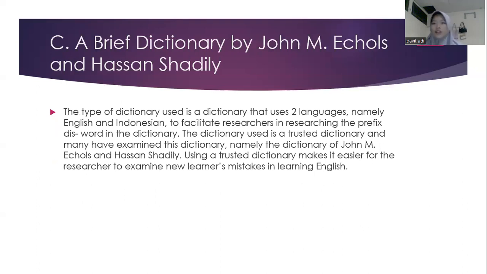And C, a brief dictionary by John M. Echols and Hassan Shadily. The type of dictionary used is a dictionary that uses two languages, which are English and Indonesian, to help the researcher in researching the words with the prefix dis- in the dictionary. The dictionary used is a trusted dictionary, and many have examined this dictionary, which is the dictionary of John M. Echols and Hassan Shadily. Using a trusted dictionary makes it easier for the researcher to examine new learners' mistakes in learning English. I think that's all for me.